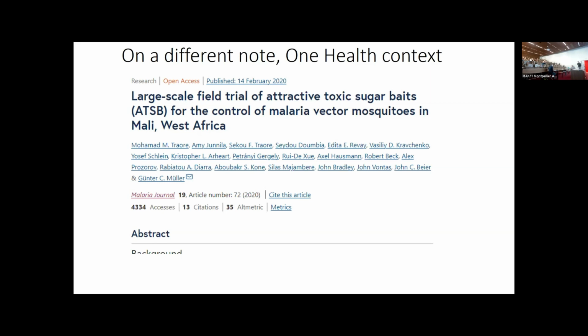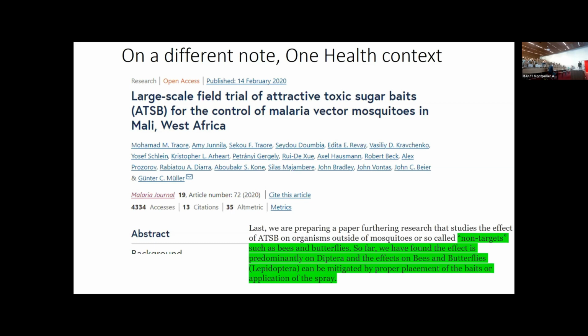I emailed Günther Müller last week because I had to give this talk. And I heard from Heather Ferguson that he was working on it, and he did have good answers. But there is no paper yet. So they looked at it, but there's no paper yet. And they are planning to have it. But it's good to be aware of how to put this attractive toxic sugar bait in the field.